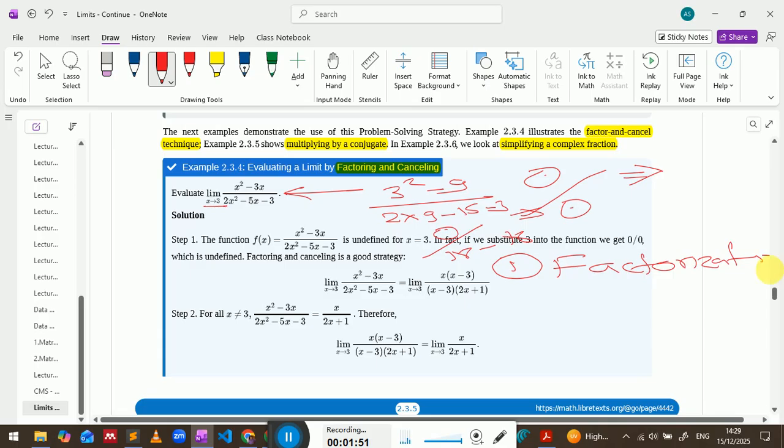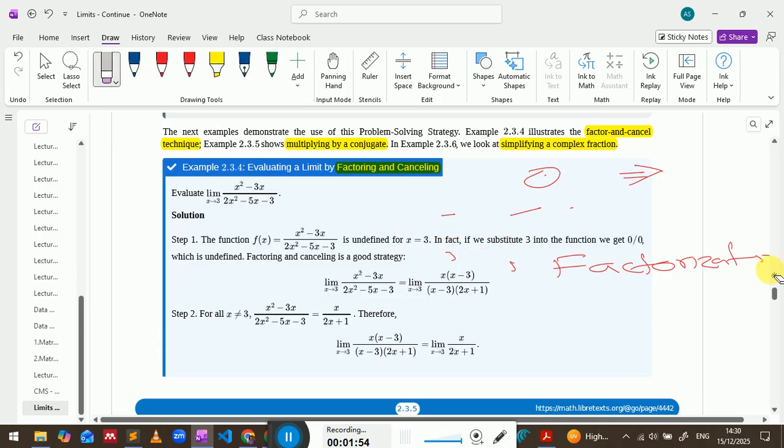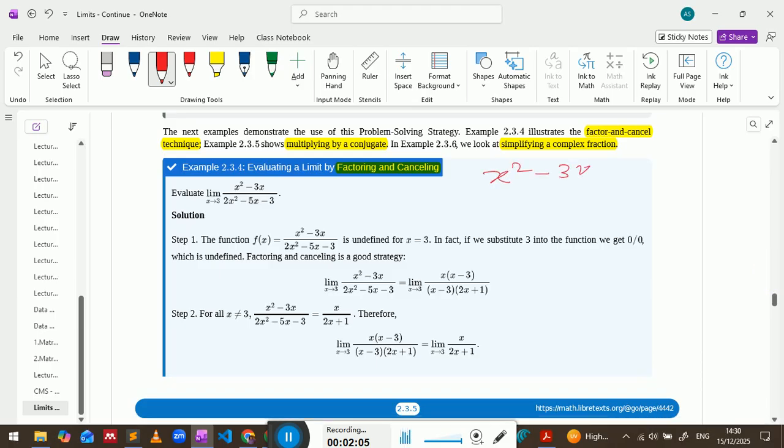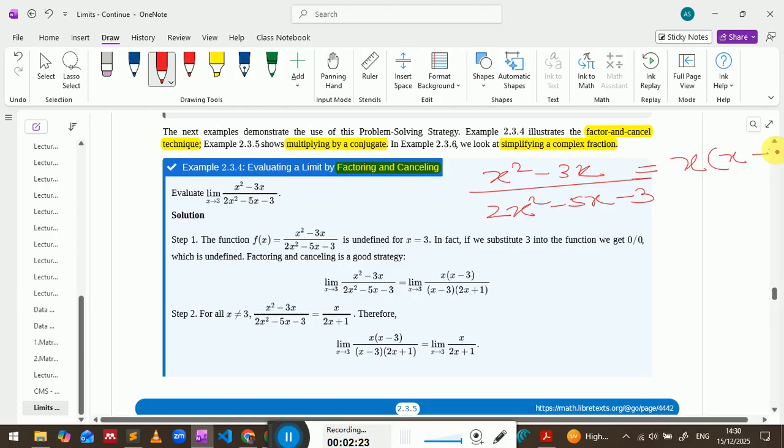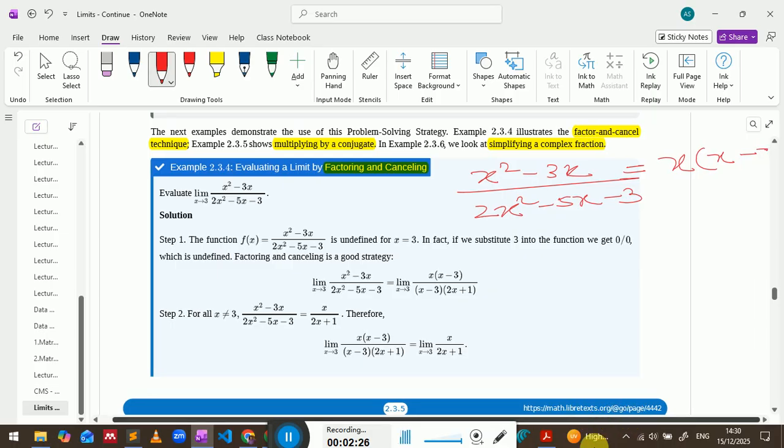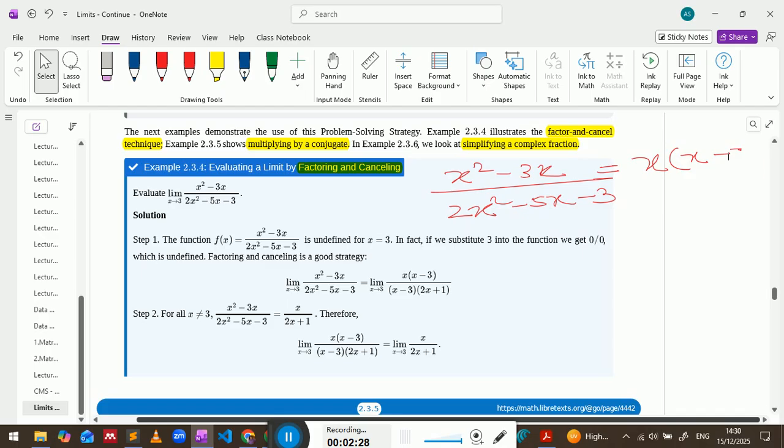So for this type of question, if you can't get the answer by directly putting in the limit value, the first technique we can apply is factorization. So let's say x squared minus 3x over 2x squared minus 5x minus 3. If you apply factorization to this equation, in the top element we can take x as a common factor, then the remaining part is x minus 3.